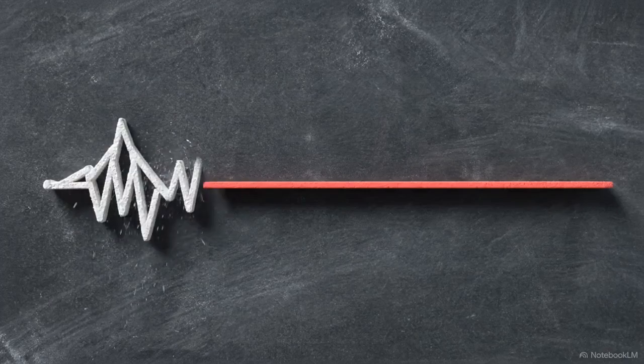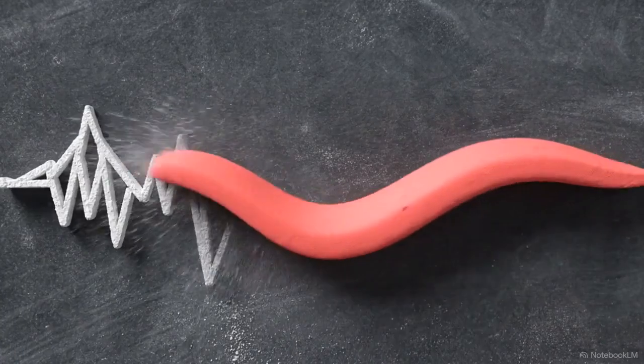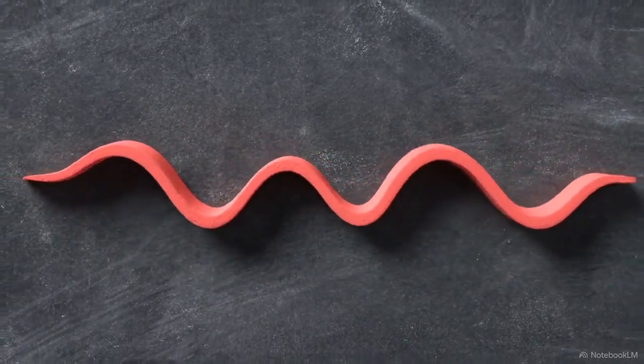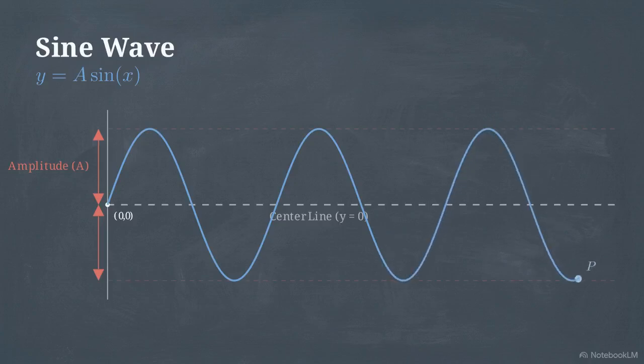Look at this terminal animation. What starts as a jagged, chaotic data signal rapidly smooths out, collapsing into a mathematically perfect repeating curve. In our previous module, we defined the sine wave, a curve that oscillates evenly around a center line.